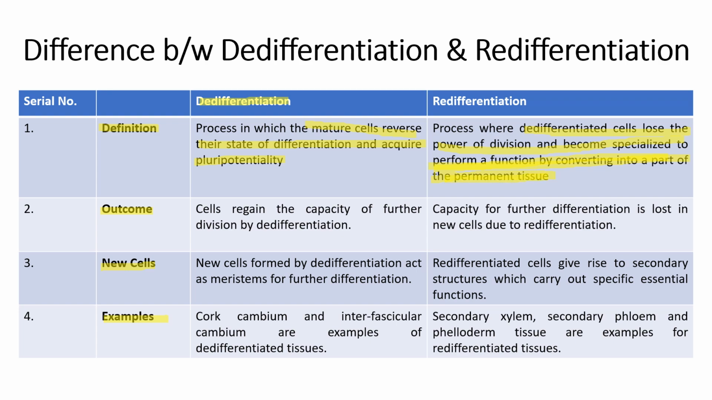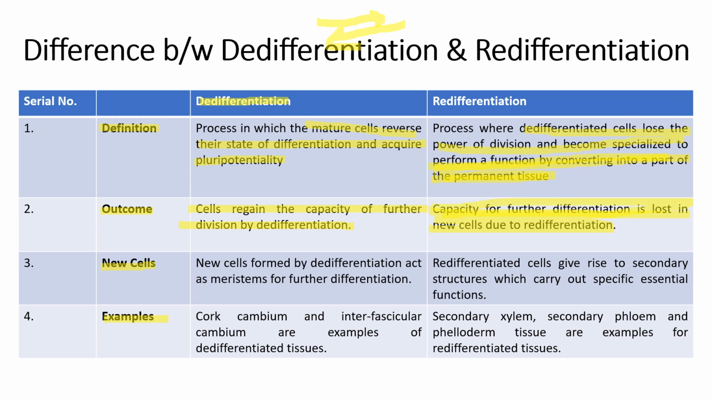Then what are the outcomes of dedifferentiation and redifferentiation? Cells regain the capacity for further division by dedifferentiation, and they have the capacity for further differentiation, if lost, in the new cells due to redifferentiation. As in the diagram, there was an arrow showing it can be converted into differentiation and redifferentiation. So this is the outcome I am showing here.